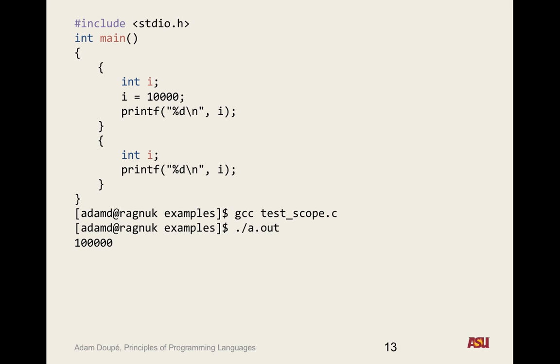So the problem here is we've never initialized this i. This declaration of i in the second block is a new declaration of i that is completely separate from the i in the first block. So this assignment of 10,000 to i in the first block only affects that variable in the first block. But when we declare a new i in the second block, that has never been assigned to, so it's uninitialized.